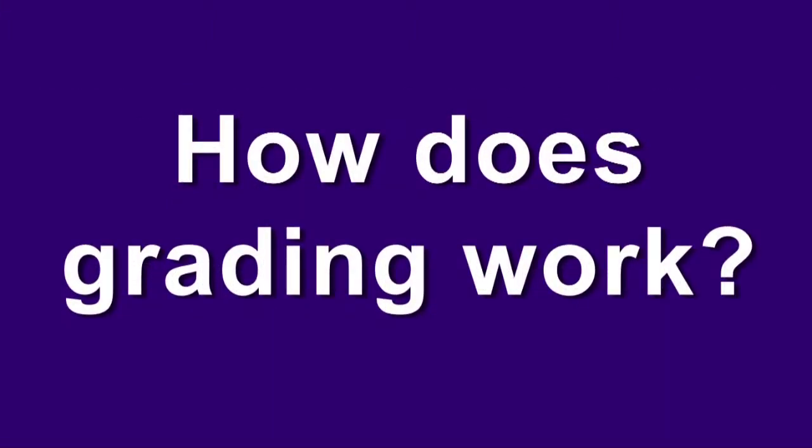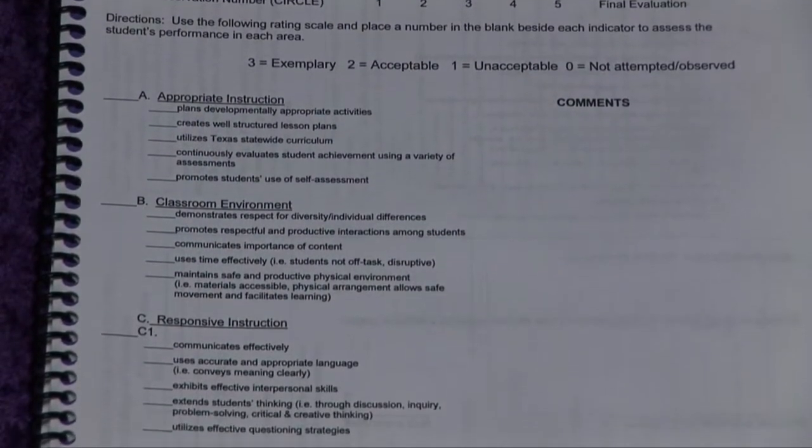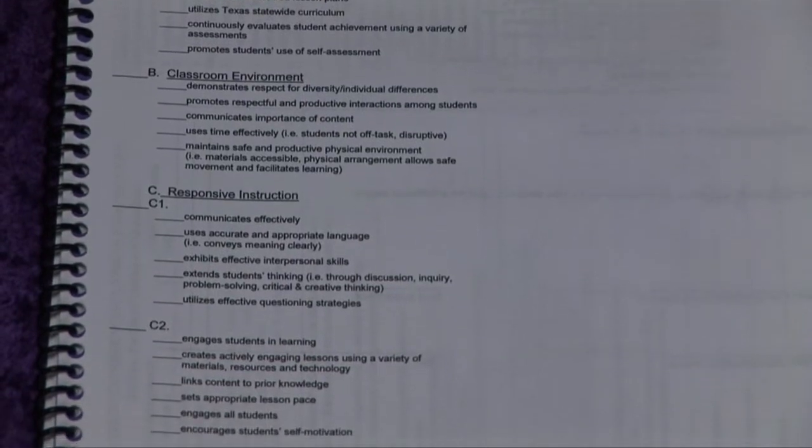How does grading work? Student teachers are enrolled in 9 hours of SFA coursework. They will receive either a passing or failing grade for their student teaching. This grade is based upon evaluations that you as their mentor teachers will do on a daily basis, as well as more formal evaluations done by their SFA field supervisor. Examples of the evaluation forms can be found in the back of each student teaching handbook.